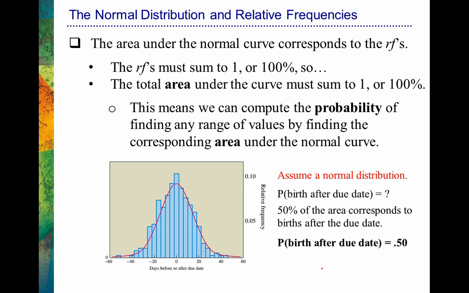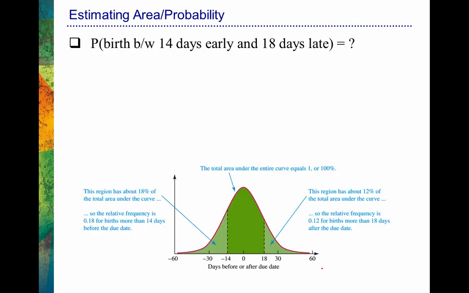Let's go through a couple examples where we can practice working with that concept. Here we have a distribution, and several of the areas underneath this normal curve have been labeled for us. Based on that information, we'll be able to answer some questions like this one. What's the probability of a woman giving birth between 14 days early and 18 days late? That's highlighted right here with this darker green.